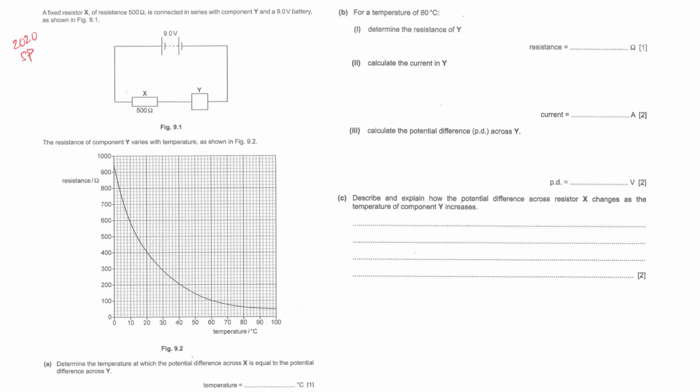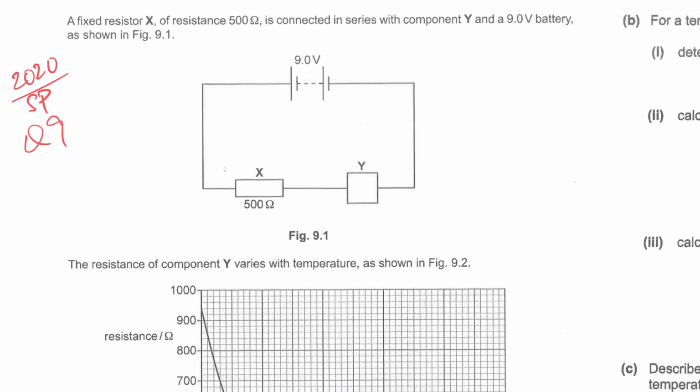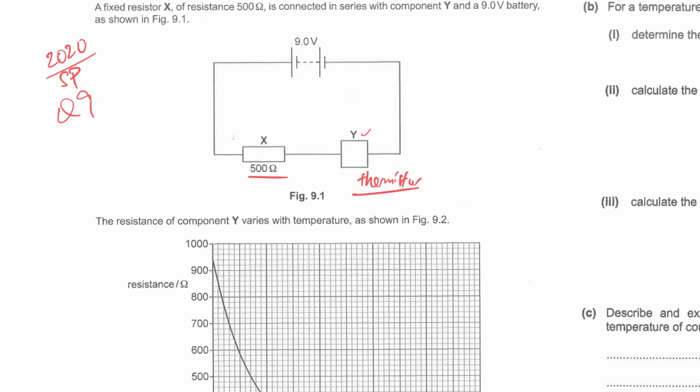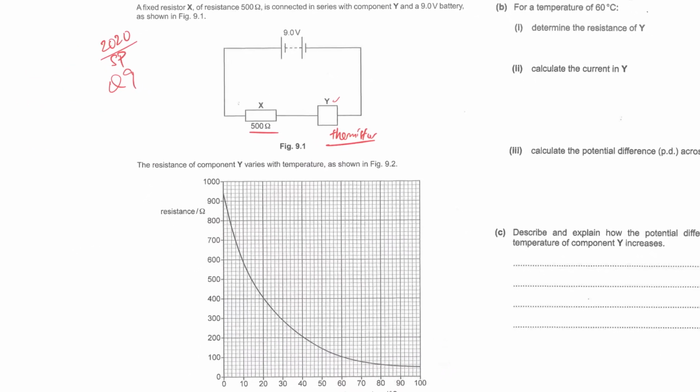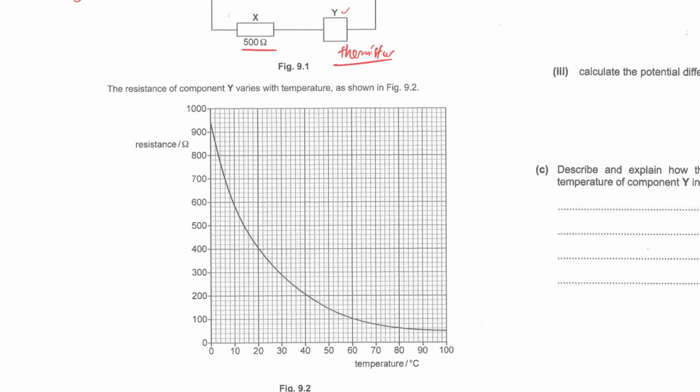Now this is a combined science 2020 question number 9. In this question, you're given that the X and Y components are connected in series, and X is a fixed resistor of 500 ohms, whereas Y is not a fixed resistor but a thermistor, which you do not learn in combined science. It is in pure physics, but nonetheless it can still come out as long as they give you the information that's required. So you're given this graph here, and that is the behavior of Y, the thermistor.